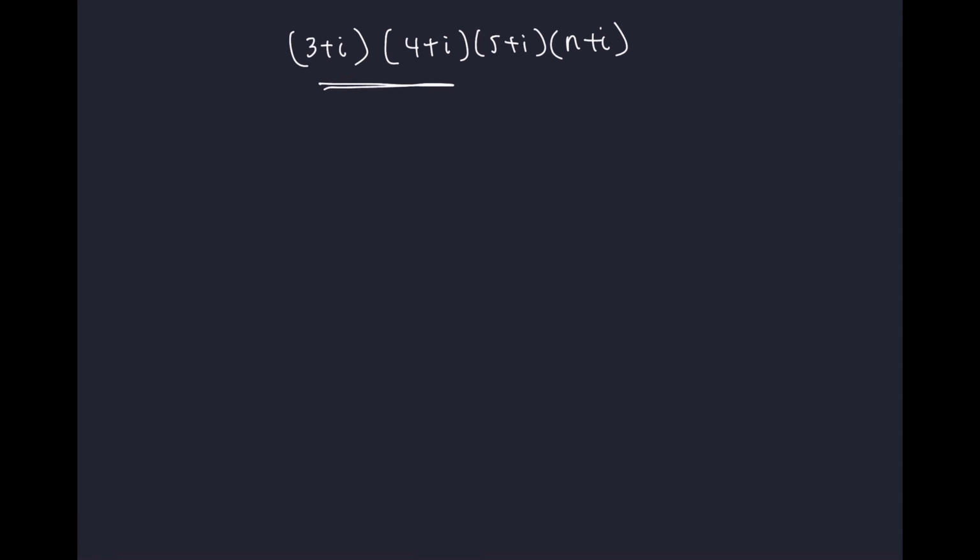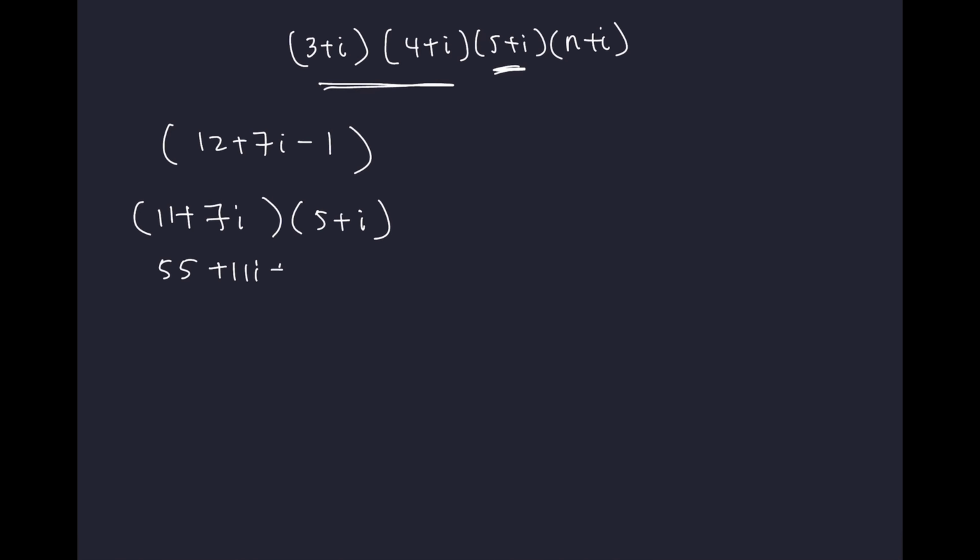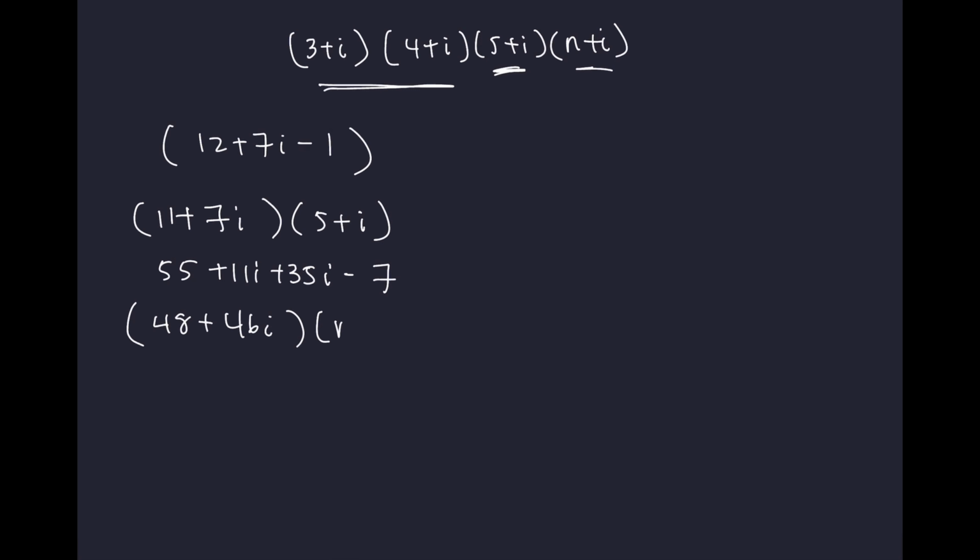We can start by just expanding these two. That would give us 12 plus 7i minus 1. And then next, let's multiply that by this. So that's essentially 11 plus 7i times 5 plus i. That'll give us 55 plus 11i plus 35i minus 7. We'll just keep on going now. We're going to multiply that all by n plus i. So that should give us 48 plus 46i. I simplified it a little more, combined like terms, and then now we multiply it by n plus i.